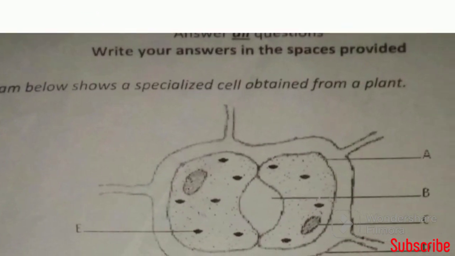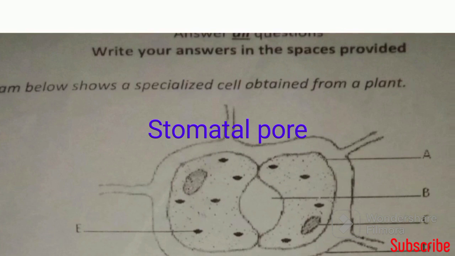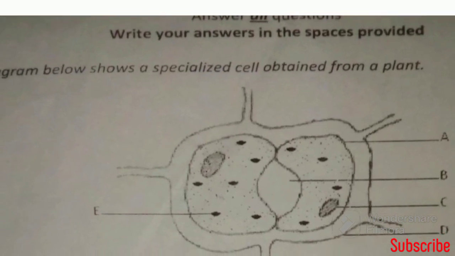B is saying, label the parts B, C, and E. The part B is the stomatopore, and C is the nucleus, while E is the chloroplast.